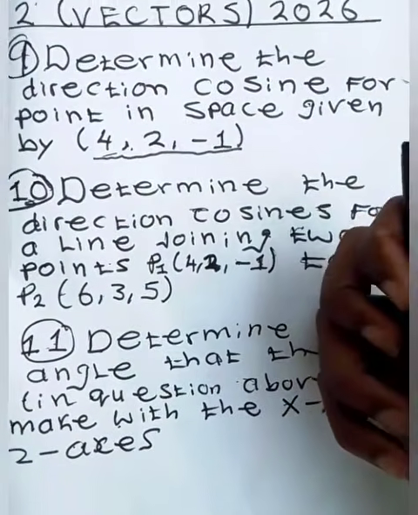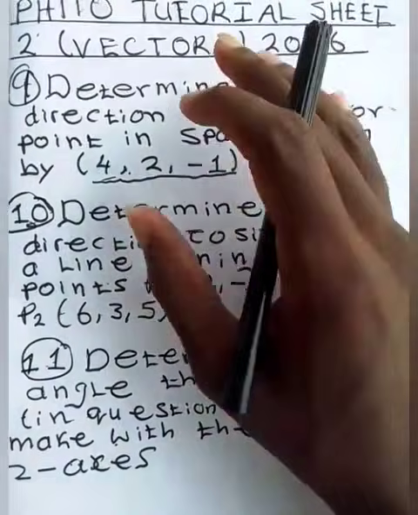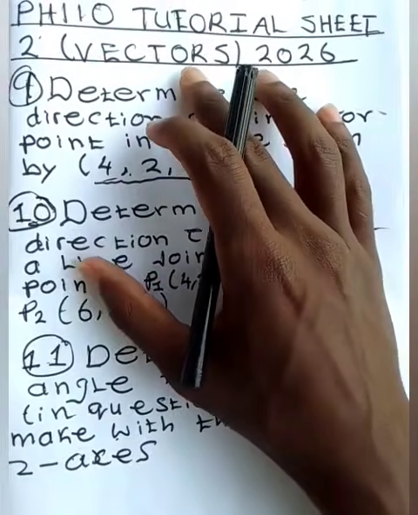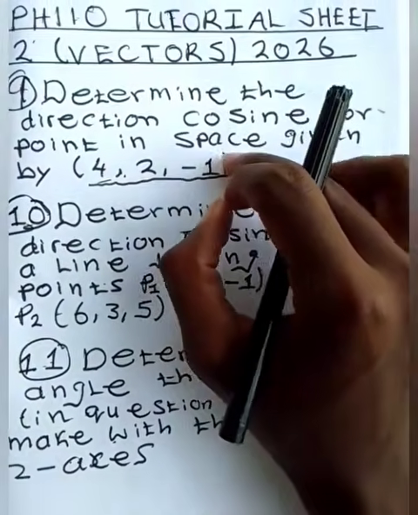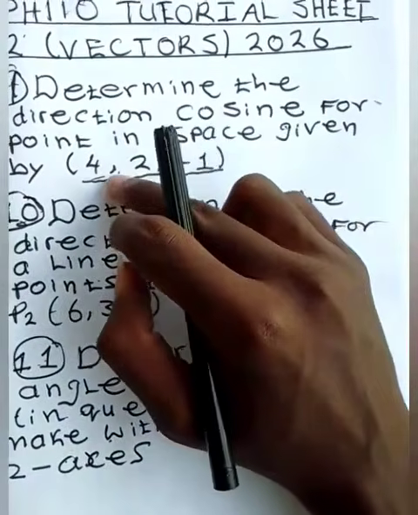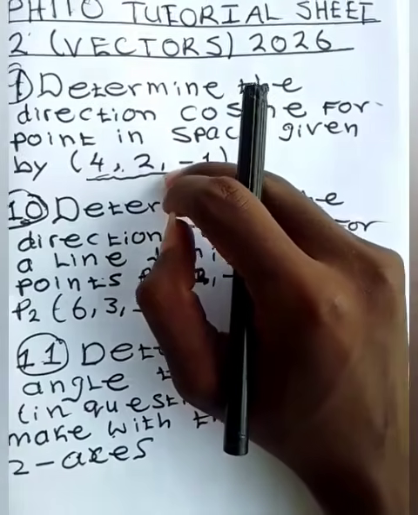Alright, so we have a question here. They're saying: determine the direction cosine for a point in space given by... Now, what are they talking about?